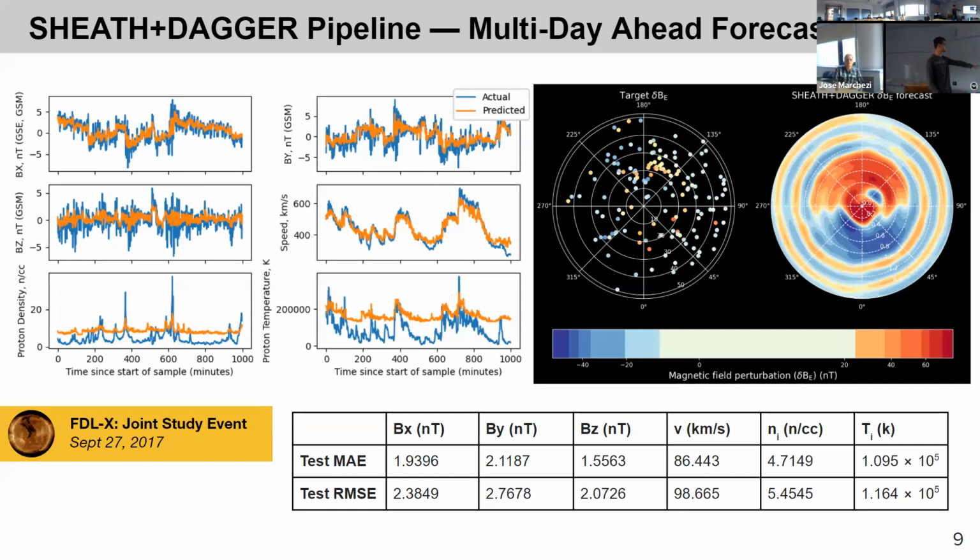So this test set is on a co-rotating interaction region storm, which the model performs very well on, but it is not the most interesting, most complicated geomagnetic storm or solar event that you could imagine. But I can talk more about that if you have questions.